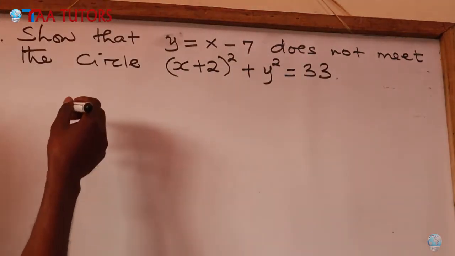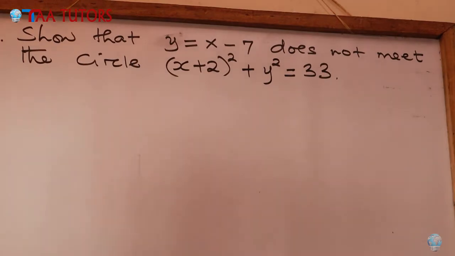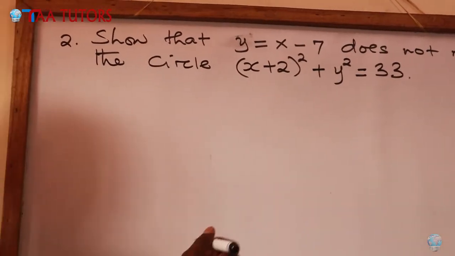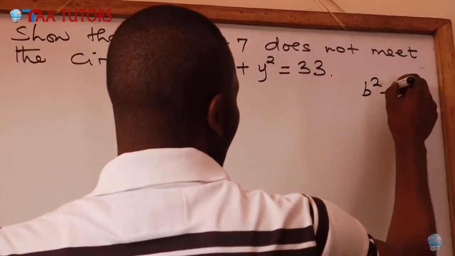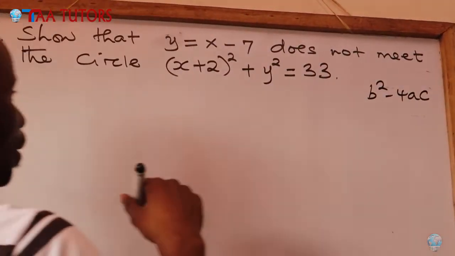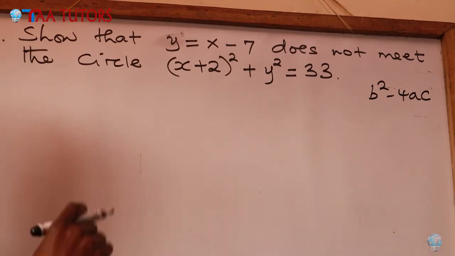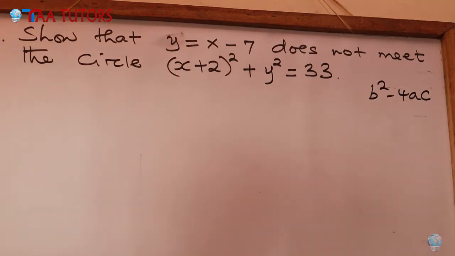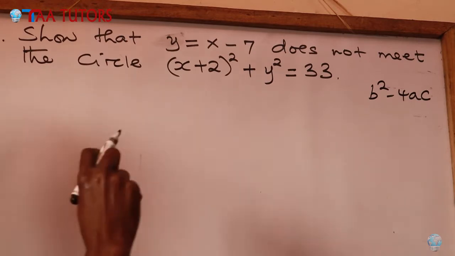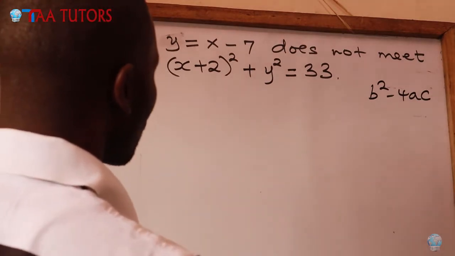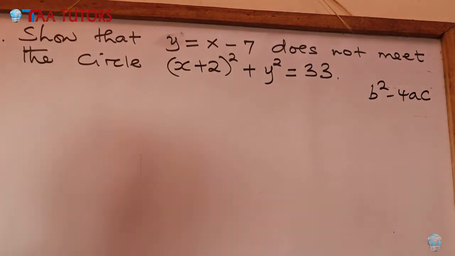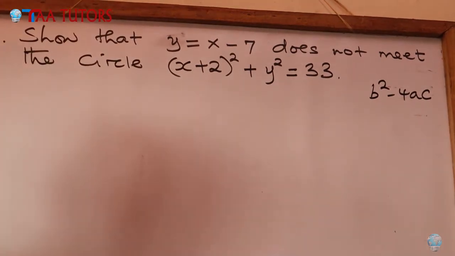And like what I said before, how do we determine that? We also have to rely on what we call the discriminant of the quadratic equation. If the discriminant, b squared minus 4ac, is less than 0, then it does not meet. But if it is equal to 0, then it meets at one particular point. If it is greater than 0, then it means it's cutting that circle at two different points. Now, what do we do first? We first of all have to get the quadratic equation that we can solve in one unknown.